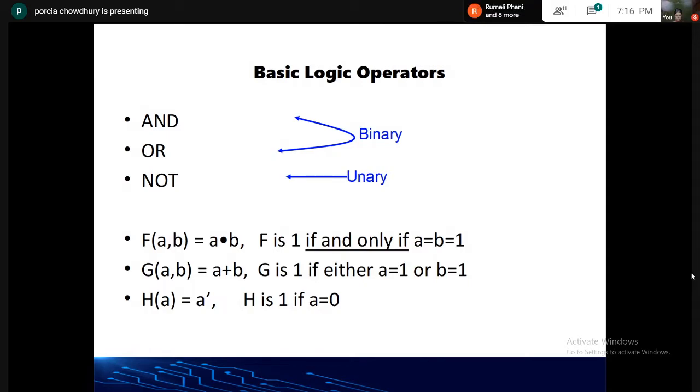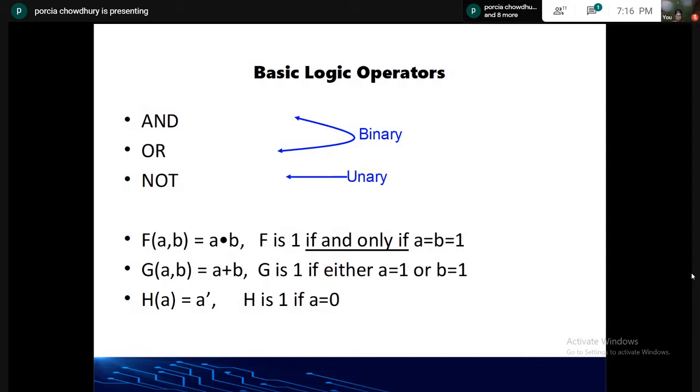Now the next one, that is OR gate. In case of OR gate, we observe it as A plus B, so that means A or B. When both A and B are 0, then only we will find the output as 0. Otherwise, if one of A and B is 1, then we will have the output 1, and if both A and B are 1, then obviously we will receive the output 1.